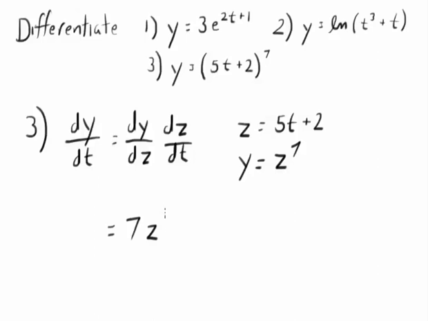7z to the 6th times, now we need dz dt, the derivative of this. That's just 5. Putting the 5 and the 7 together, we've got 35. Plugging in what z is, we've got 5t plus 2 to the 6th power. And there are 3 examples of how to use the chain rule.